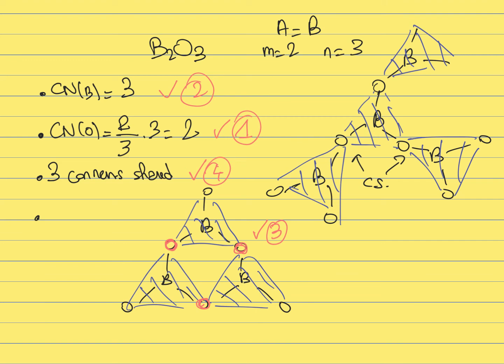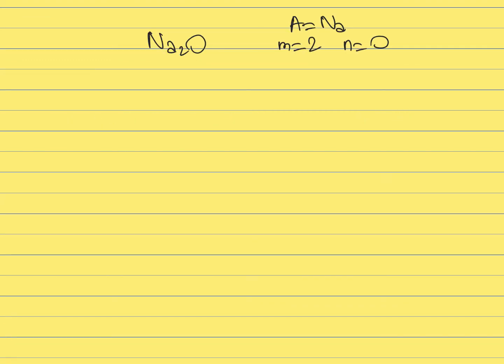So again, you have a case where the four Zachariasen rules are simultaneously satisfied, and that means that B2O3 is going to have a good glass forming ability. B2O3 is a good glass former. It's very easy to form a B2O3 glass. So next example, sodium oxide.